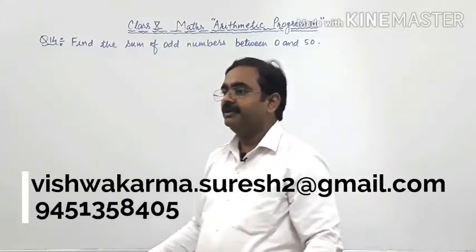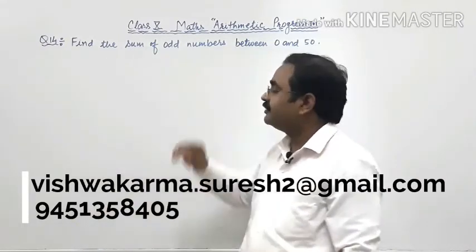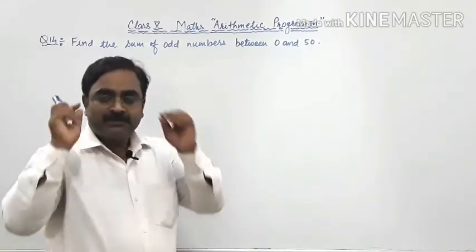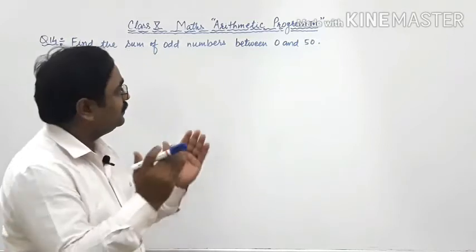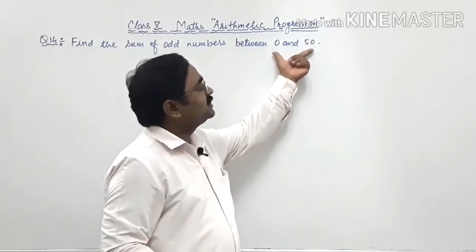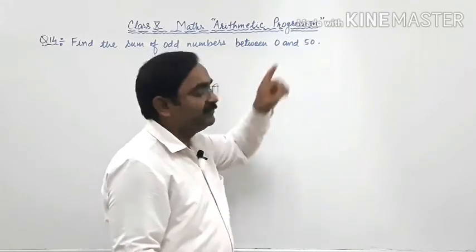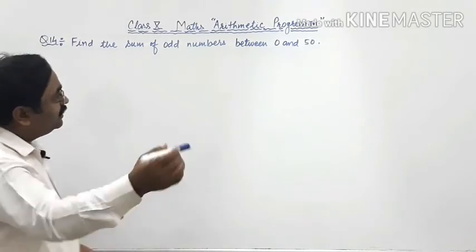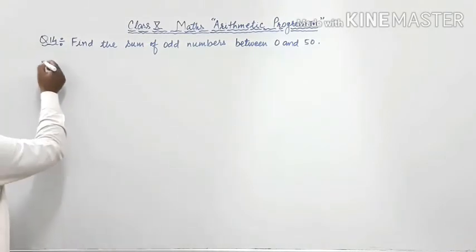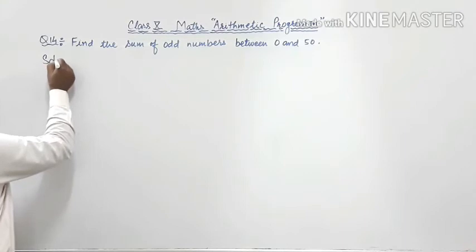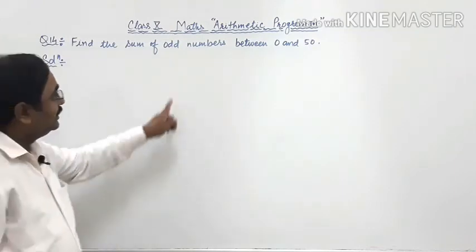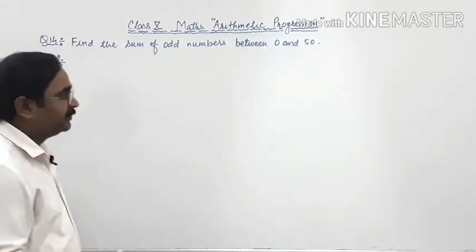Question number 14. Here it is given, find the sum of odd numbers between 0 and 50. So to find the sum of odd numbers, first of all we need to find how many odd numbers lie between 0 and 50. We have to find the arithmetic progression, then we will find it. In the solution, we need to frame our arithmetic progression.